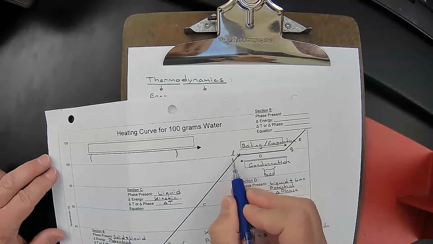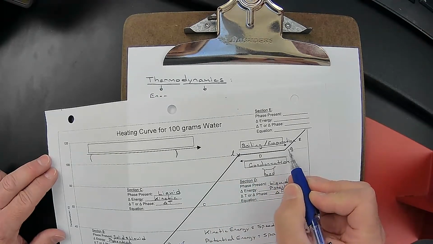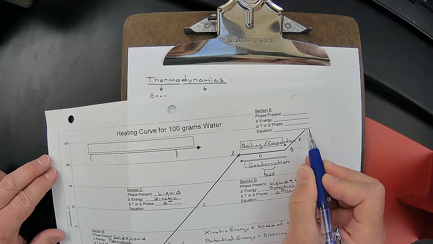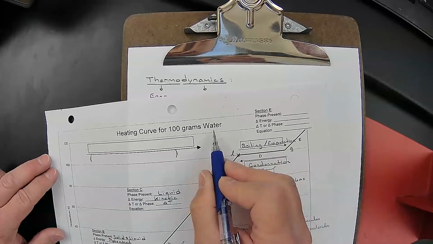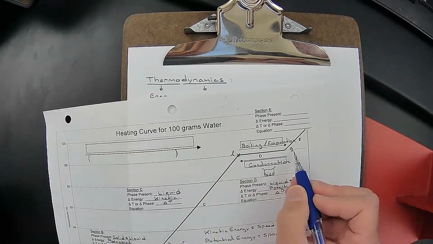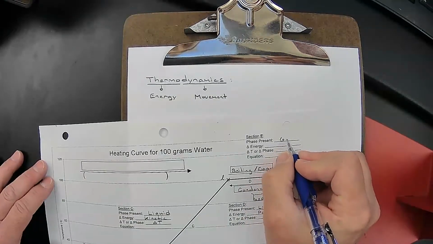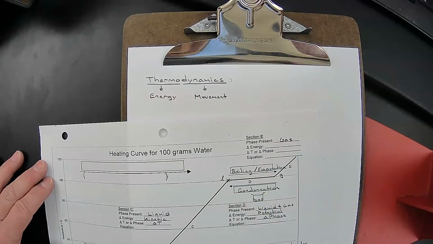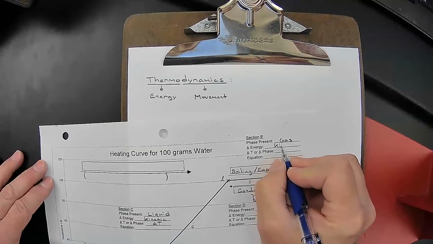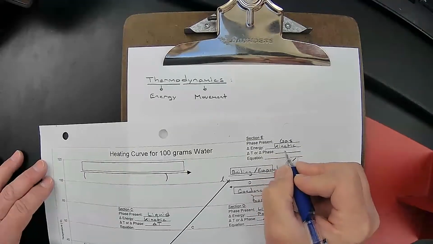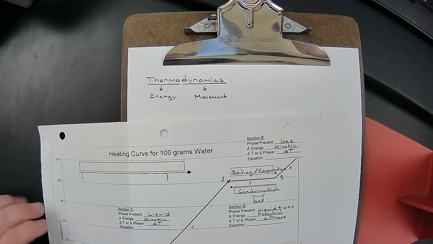Once all of the liquid has changed into a gas, now it's possible to take that gas and increase its temperature. Normally we don't do this. Normally we allow those water molecules that are in the gas phase to just fly away when we're boiling water on the stove. In this case, the phase present would be a gas. The energy that's being absorbed is going to be kinetic energy, and we are changing the temperature of the substance.